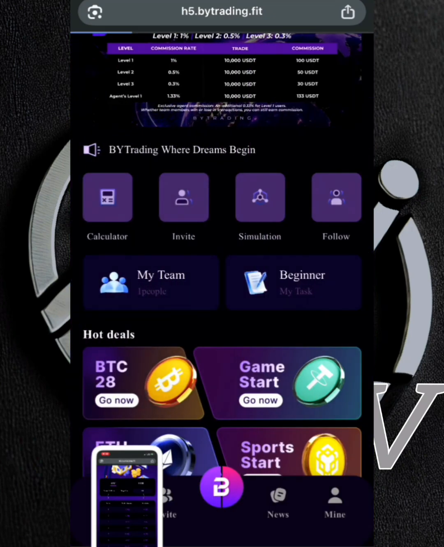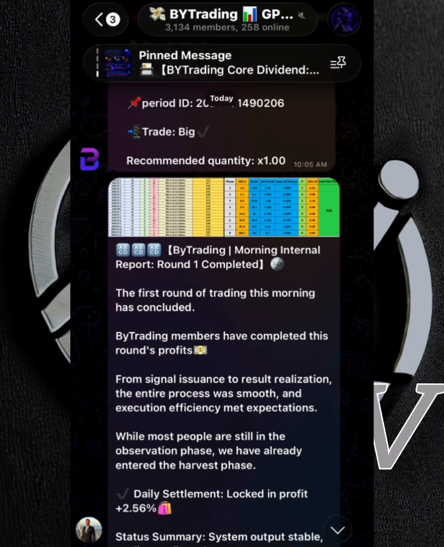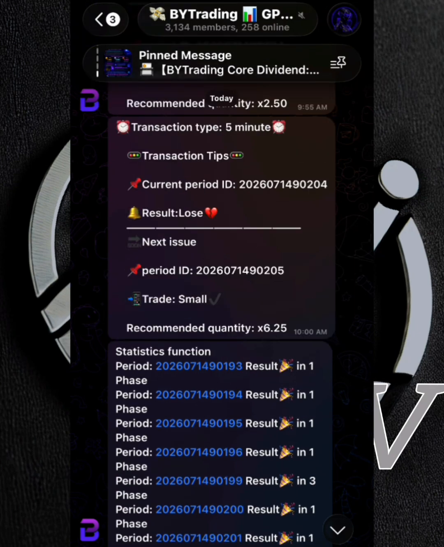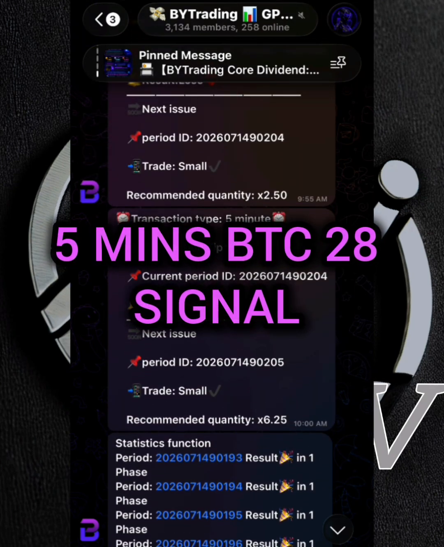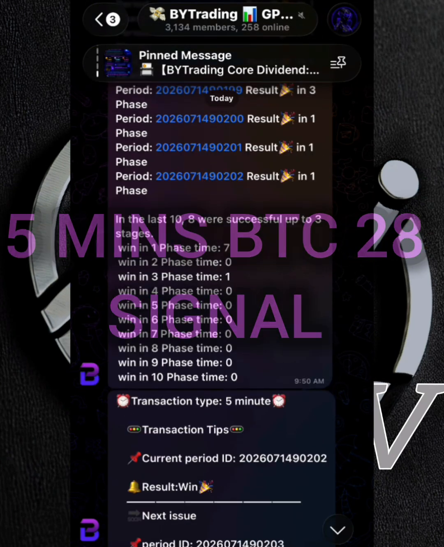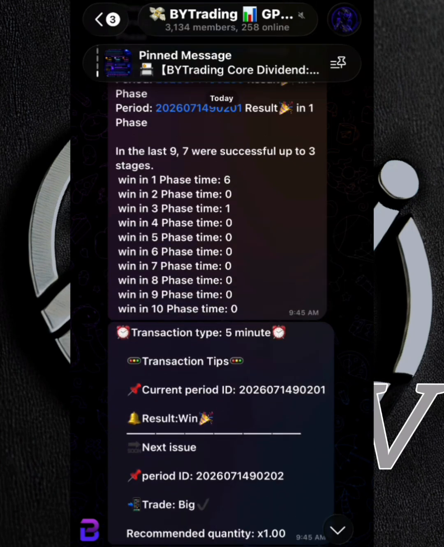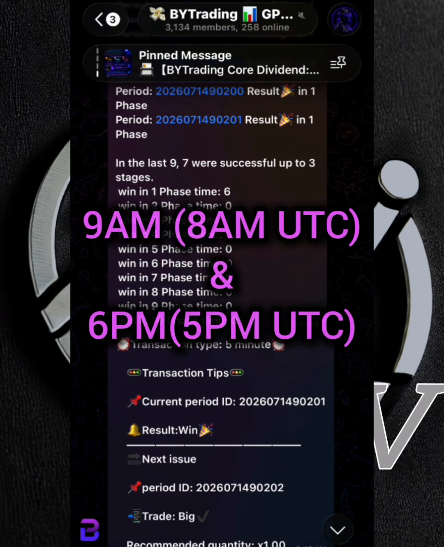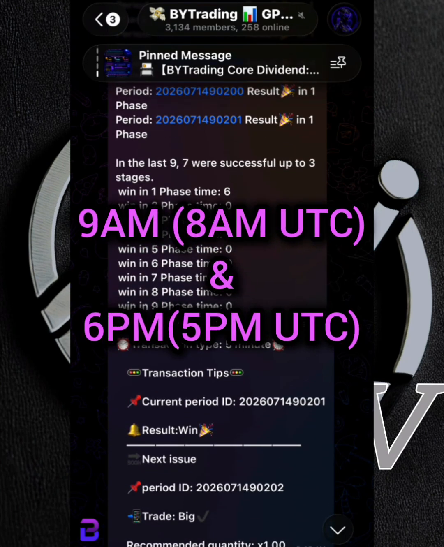So this is the signal group that I'm going to be using to place my trade on this platform. This particular signal group is the 5 minutes BTC 28 signal group. The signals are dropped here twice on a daily basis, at 9 a.m. and 5 p.m. I'll also be converting the time to UTC on your screen so you can check the time for the signal in your own region.